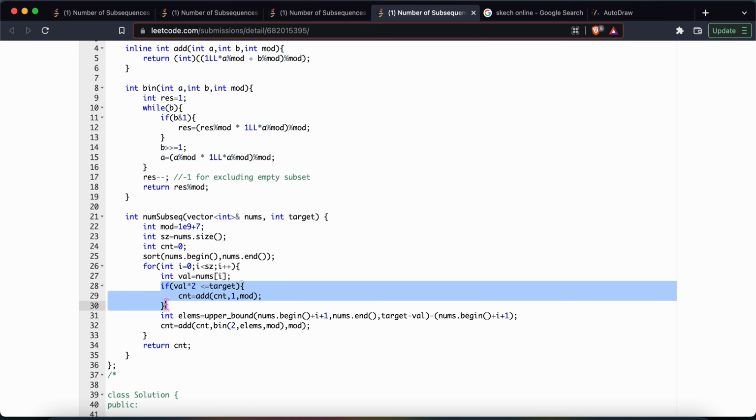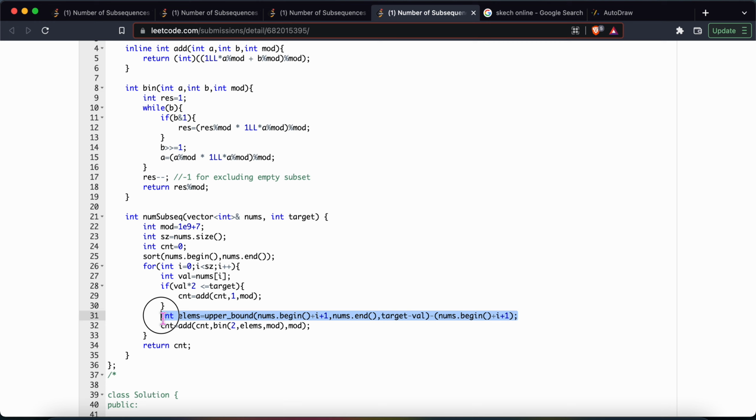deciding for the ith number, right? We are deciding for the ith number here, and then we are deciding for the I plus 1 position elements, like whatever elements we can get starting from the I plus 1th position, that we are dealing with here on the 31st line. Okay, and now we will count all those proper subsets excluding the empty subset, right? So this is the first solution.